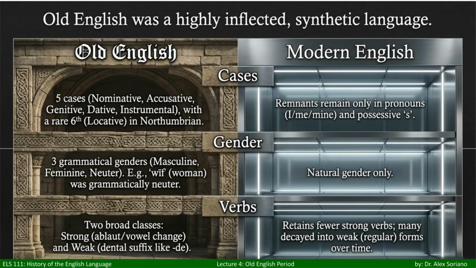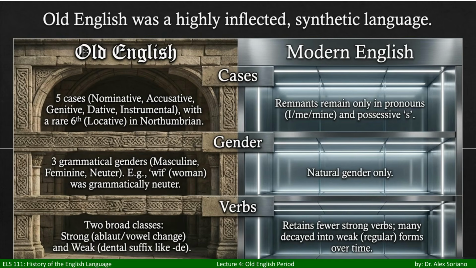Cases. Old English had 5 grammatical cases: nominative, accusative, genitive, dative, and instrumental, with a rare 6th, the locative, surviving only in Northumbrian. In modern English, remnants survive only in pronouns like I, me, and mine, and in the possessive s. Gender. Old English had three full grammatical genders: masculine, feminine, and neuter.